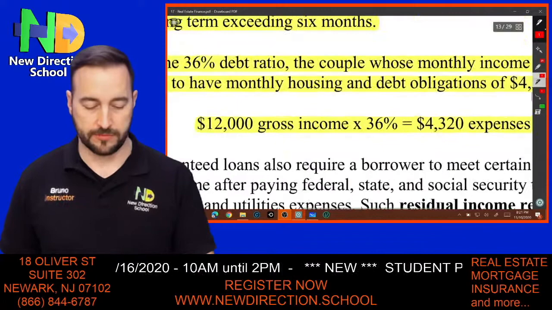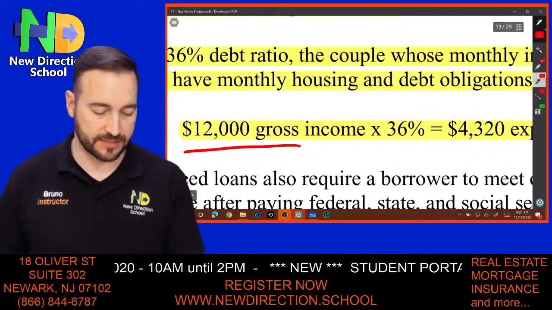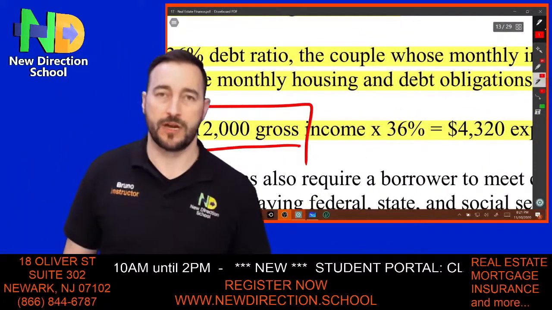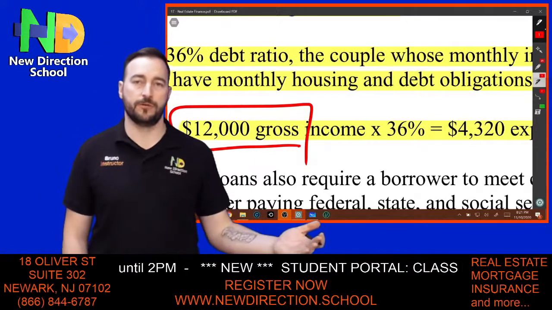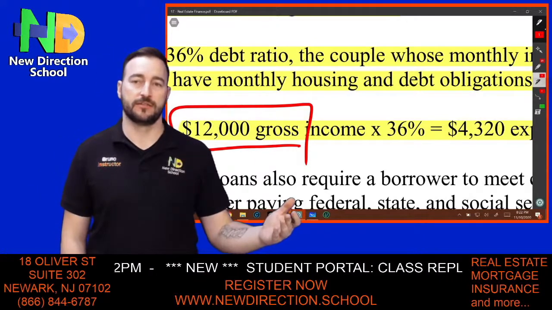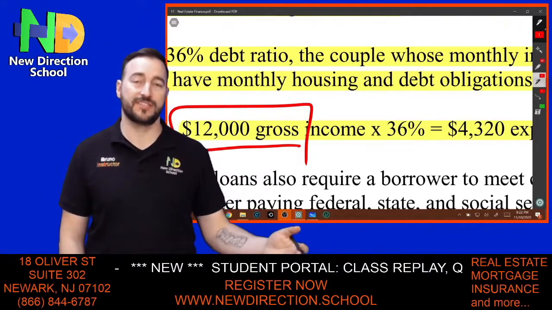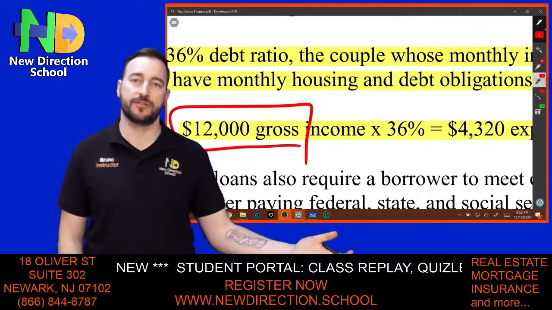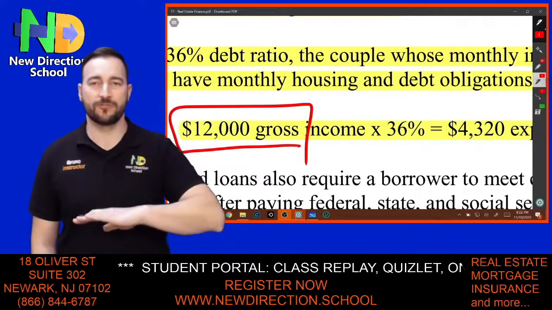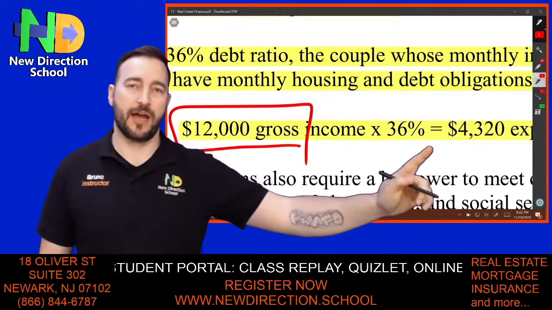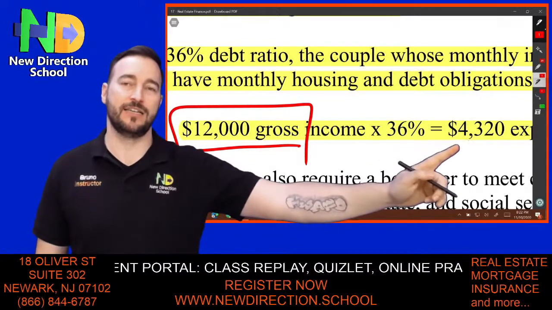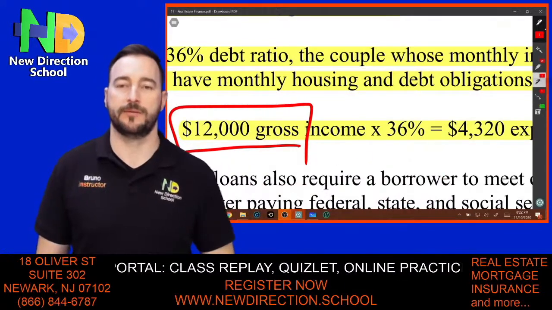So remember, the gross income is the same. That did not change. On the front end ratio, it's 28%. So that's $3,360 is the maximum house that you can afford. On the back end ratio, the maximum house plus other debts cannot exceed $4,320.